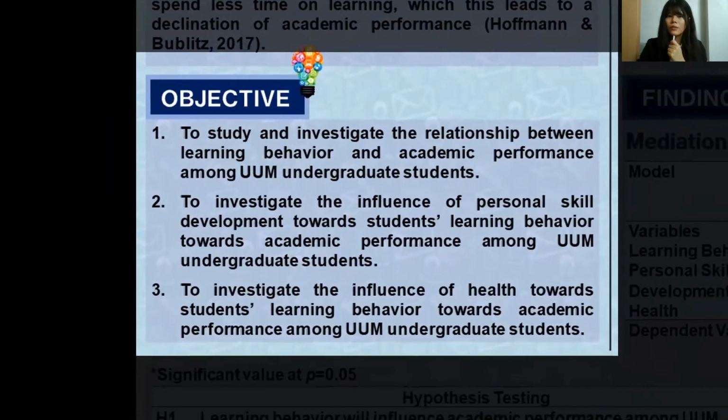There are three objectives that are key in this study. The first objective is to study and investigate the relationship between learning behavior and academic performance among UUN undergraduate students. The second objective is to investigate the influence of personal skill development towards students' learning behavior towards their academic performance among UUN undergraduate students. And the third objective is to investigate the influence of health towards students' learning behavior towards academic performance among UUN undergraduate students.